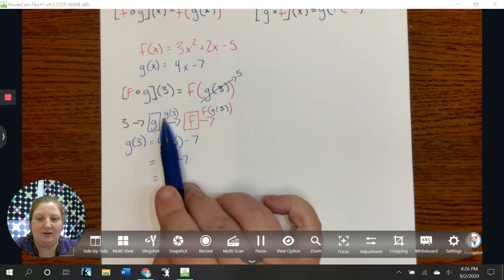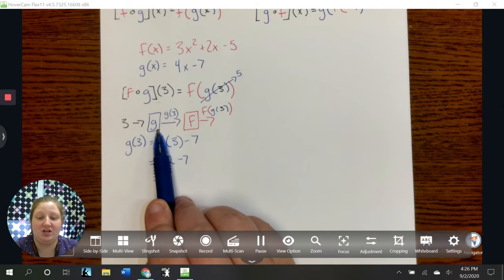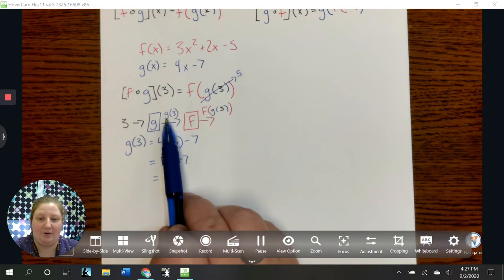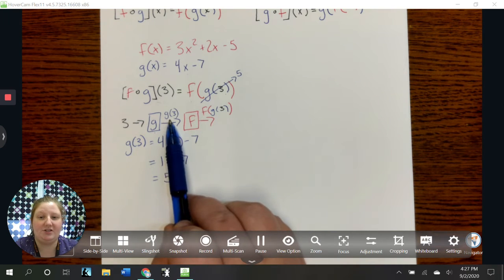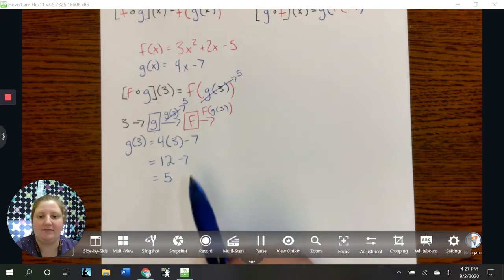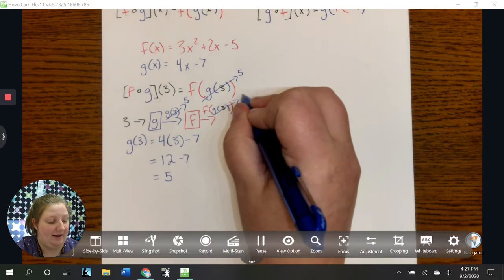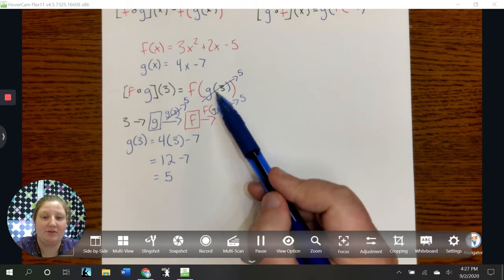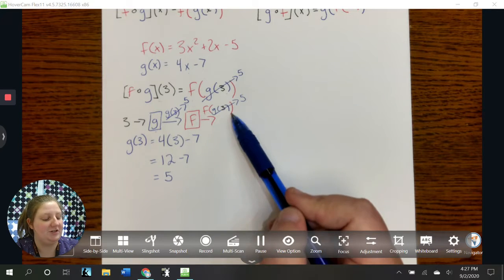Now that we have g of 3, we move on to the next step. So we plugged 3 into g and got g of 3. Now we're going to plug g of 3 into f to get f of g of 3. So when we plug g of 3 into f, we now know that g of 3 is 5. So instead of doing f of g of 3, you can think of it as we're doing f of 5. Alright, so I went through and I just replaced all of the g of 3's with 5. So we're going to do f of 5.